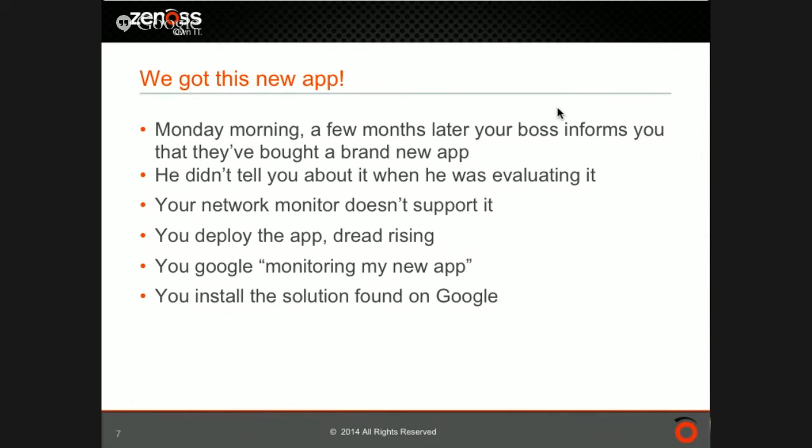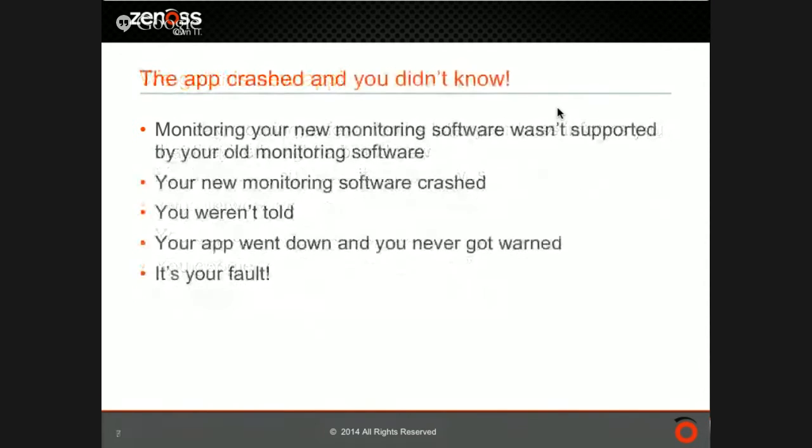And you go to your app that you downloaded from Google, and it doesn't monitor it. So you deploy the app, and you know bad things are coming. We all do. You Google monitoring the new app because, hey, it worked the last time. And you get another monitoring product, and you install that as well. And the app crashed and you didn't know. And the reason why you didn't know was your new monitoring software also couldn't be monitored with your old monitoring software. So your new monitoring software crashed, and then shortly after, the app that your marketing department depends upon went down too. And it's your fault.